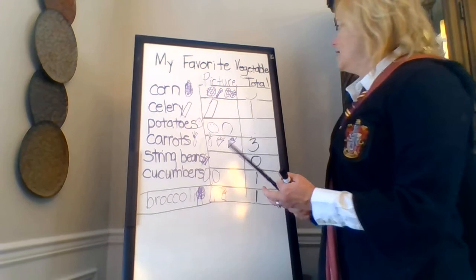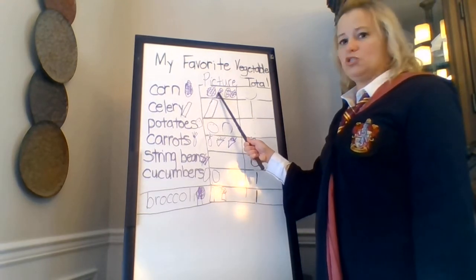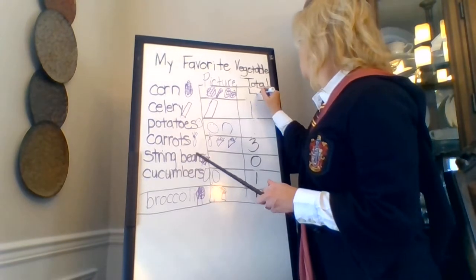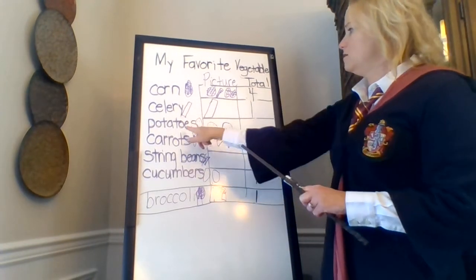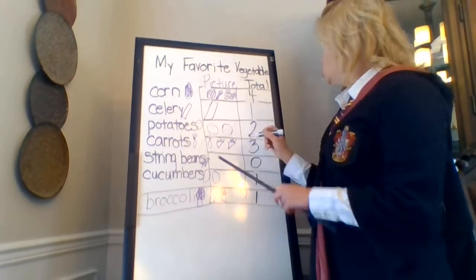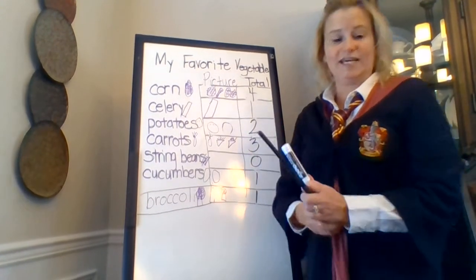Change my answers. Now, how many pictures are here, boys? Four. So I put a four over in my total. And in potatoes, how many votes were there? Two. So now I put a two here. Now this really changes my data.